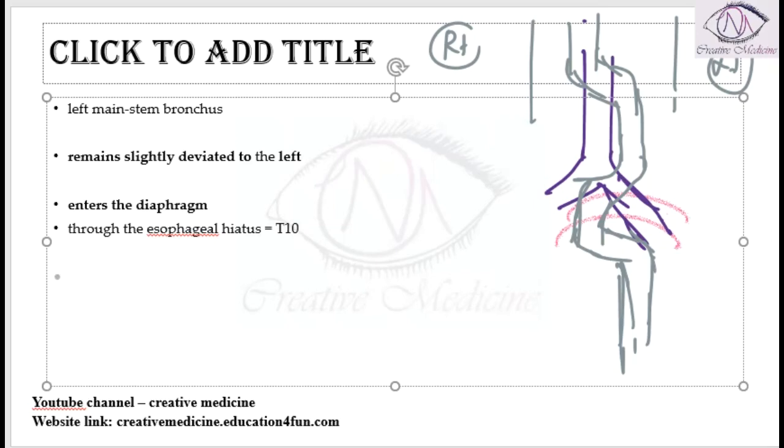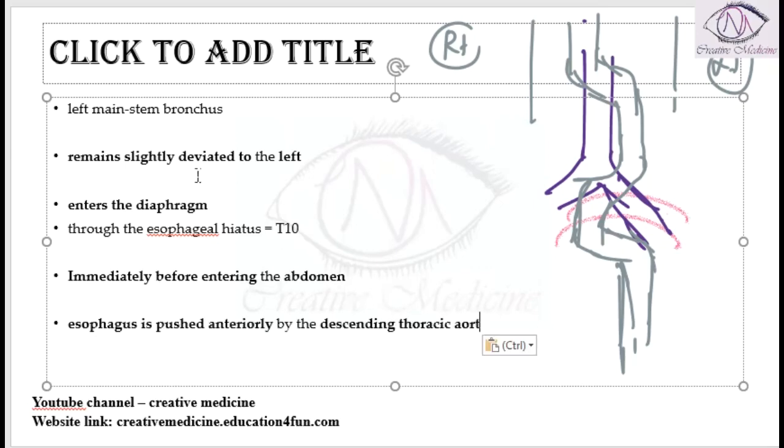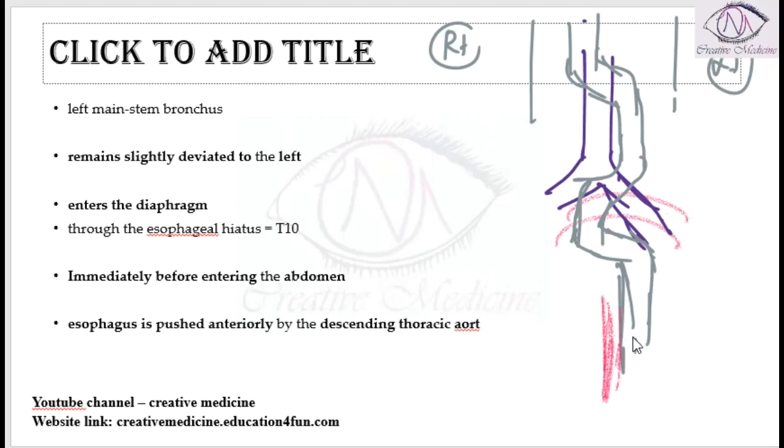Okay, then after, right, immediately before entering the abdomen, the esophagus is pushed anteriorly by the thoracic aorta. So behind the esophagus we have the descending aorta before it enters the diaphragm. Just before entering the diaphragm, the esophagus is pushed forward, and the descending thoracic aorta will be backwards. Okay, this is some type of representation.